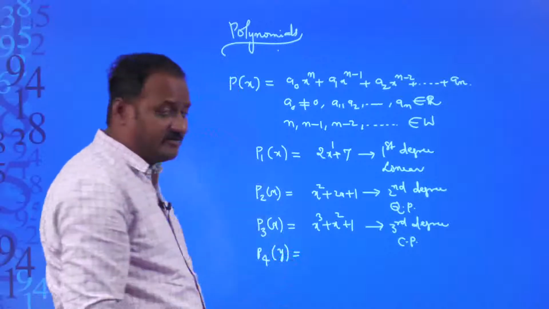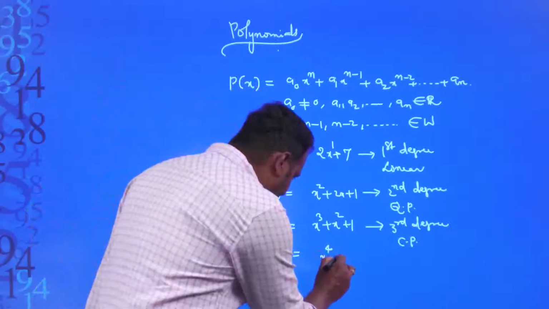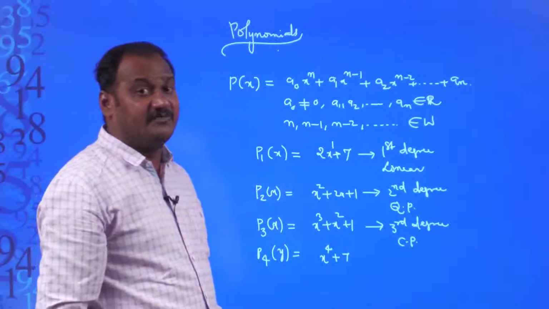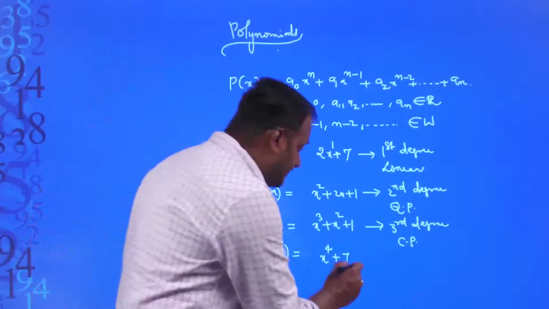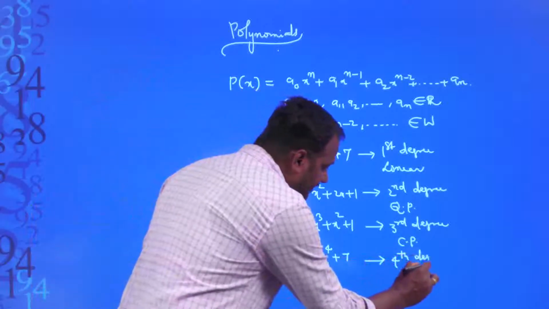Now I am going to write a polynomial in terms of y. This is y to the power of 4 plus 7. This polynomial is of degree 4. So, what is the name of this polynomial? You can call it a fourth degree polynomial.